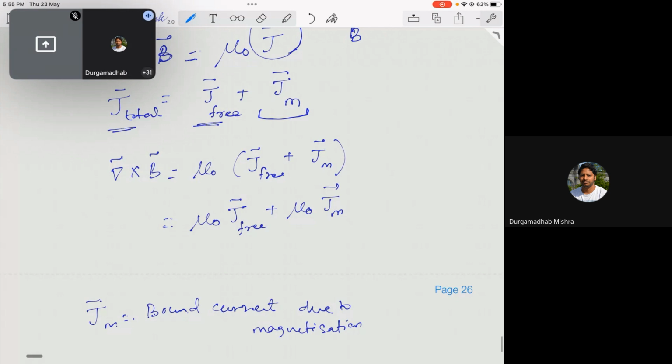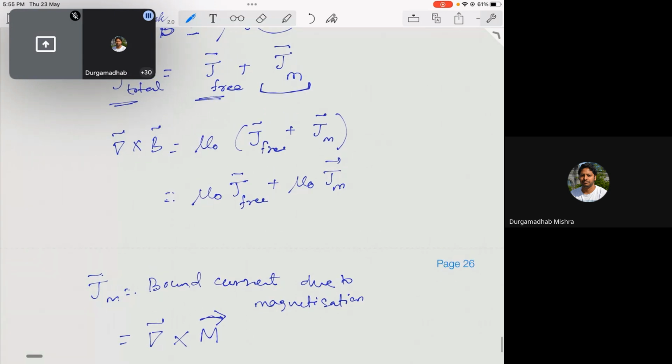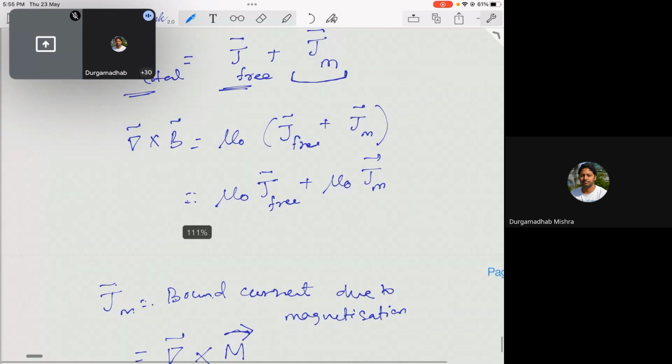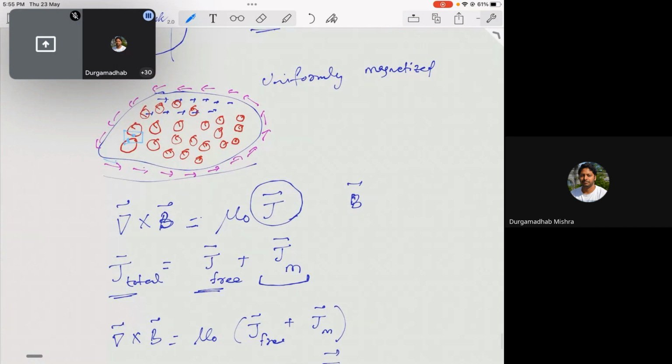So this is equal to a curl of this magnetization M. Why are we saying that? This is a curl of this magnetization. When you look at this loop that we have drawn here, what we are saying is that the magnetization produced in this material is due to a current that is flowing on this boundary.